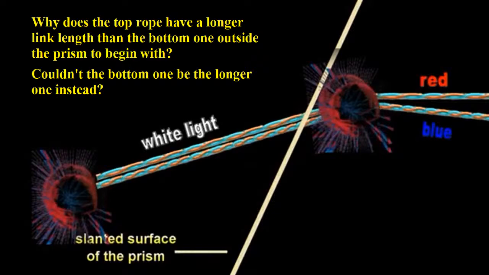Couldn't the bottom one be the longer one instead? Yeah, and I really bit my nails on this one for a long time. Right now I'm showing that the red light, the longer links, are on the top and the shorter links are on the bottom. That's what I'm showing there. So the longer links are the red ones, the shorter links are the blue ones.